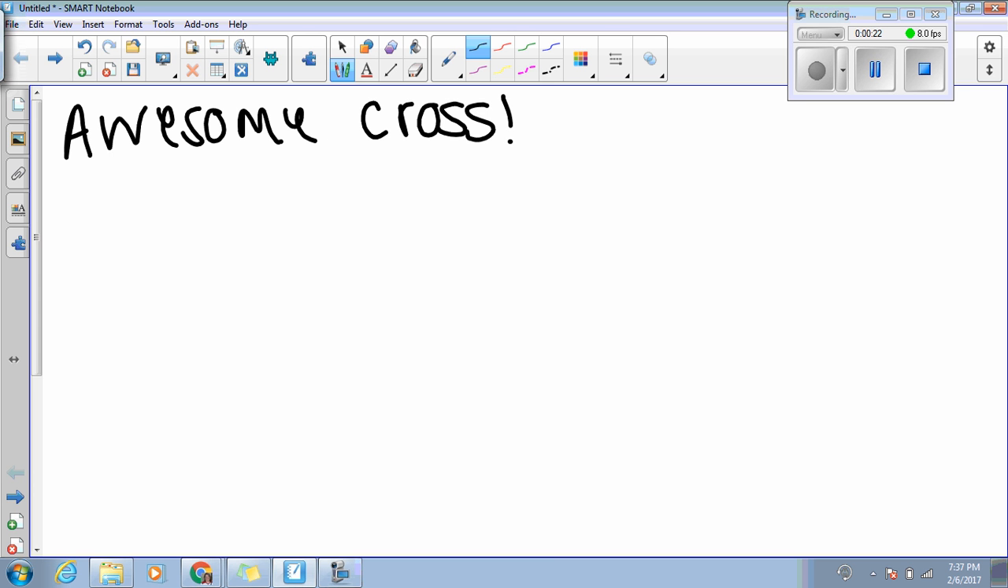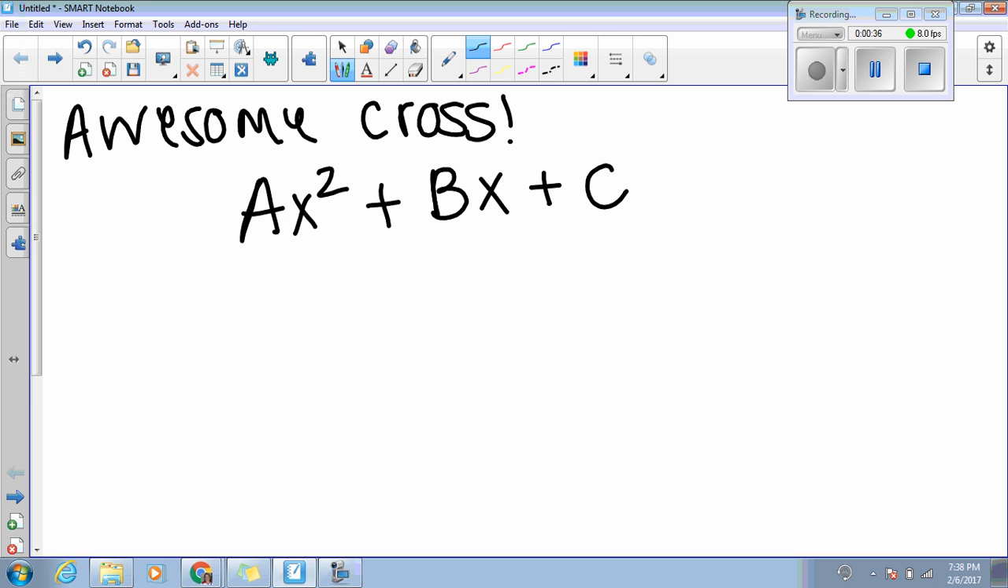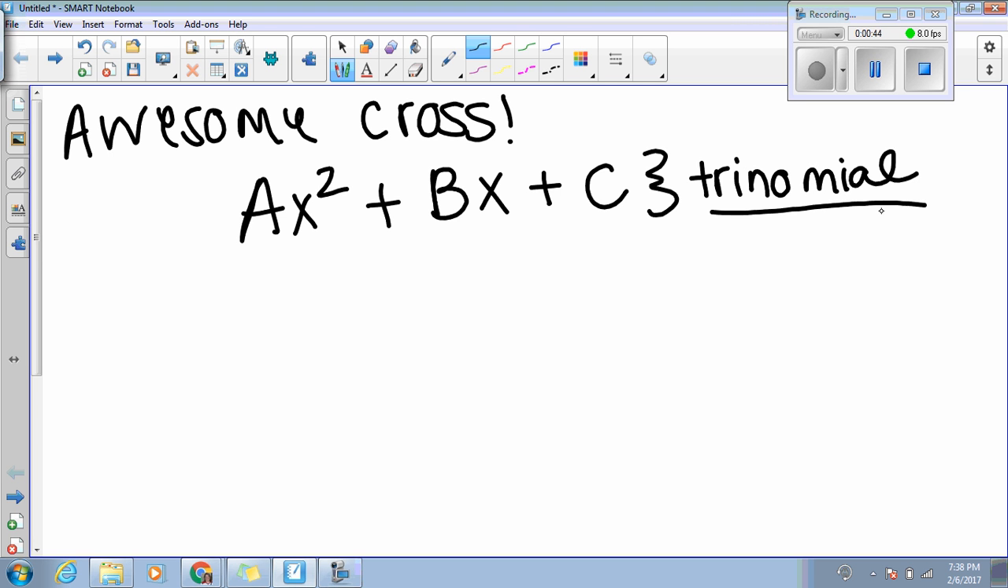Now, we use Awesome Cross when A or B or C are all numbers, including when A is equal to 1. So this is a trinomial. And we only use Awesome Cross for trinomials right now. Only right now with trinomials.